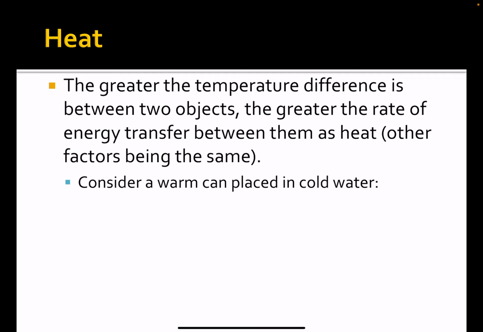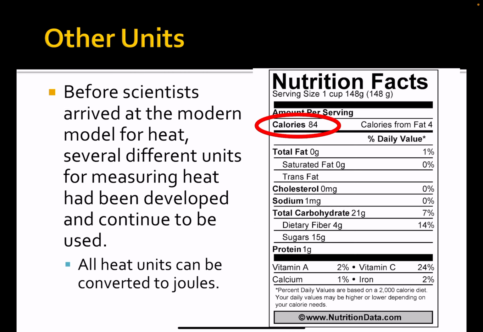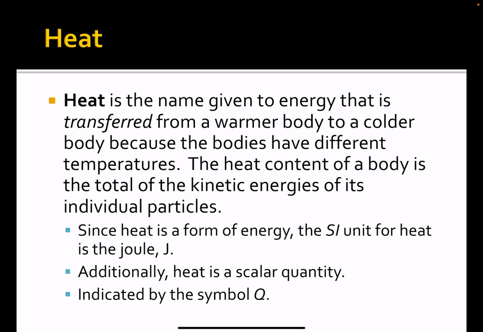And so obviously, the greater the temperature difference between the two bodies, the greater the rate of energy transfer is going to be. So consider a warm can placed in cold water. It's obviously going to cool down a lot faster. But as they start to equalize, that change is going to slow down. And it's measured, it says back here, in joules. It's a scalar quantity, so energy is scalar, so we don't have to do any vector work with this unit, which is nice.